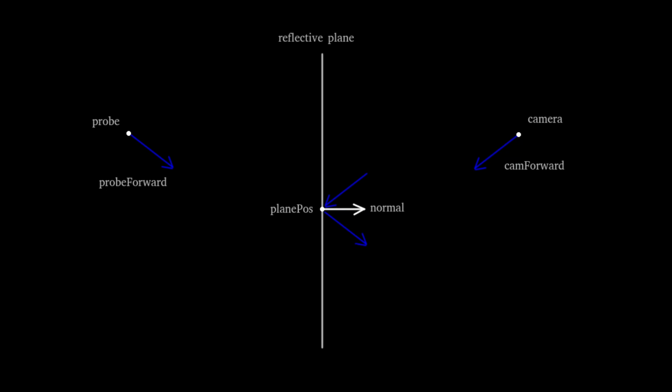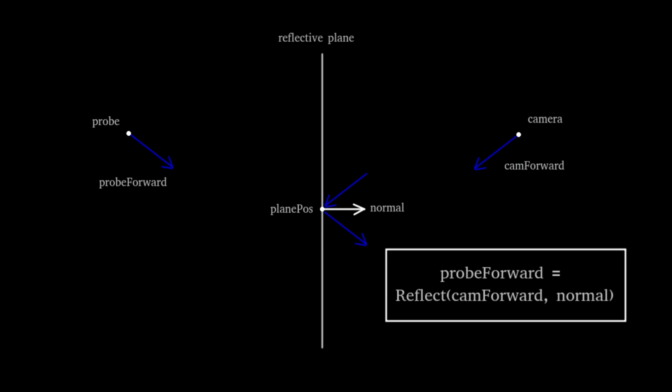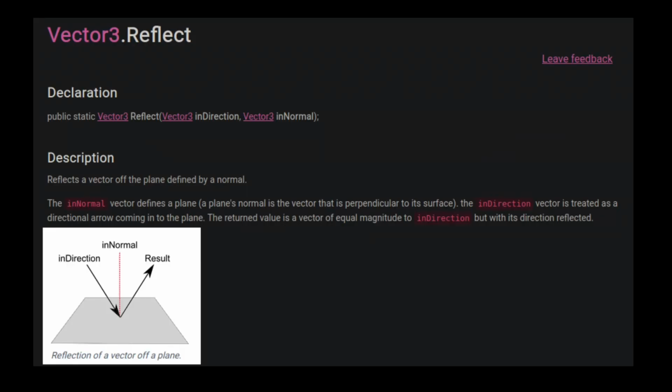Yes, what's happening here is basically that the probe forward should be the camera forward but reflected in relation to the normal vector. That's pretty much it. It's the reflection. If you know how to reflect, then good. But if you don't, again, don't worry. Unity has got you covered.